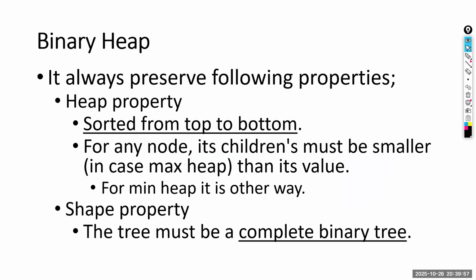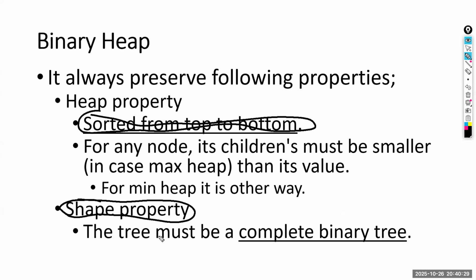Right. So if it is a binary heap, it must preserve two properties. One property I have already mentioned, that is, it must be sorted from top to bottom. That is called heap property. But there's another property you need to preserve to make it a binary heap, that is called shape property. So the shape property says the tree must be a complete binary tree.